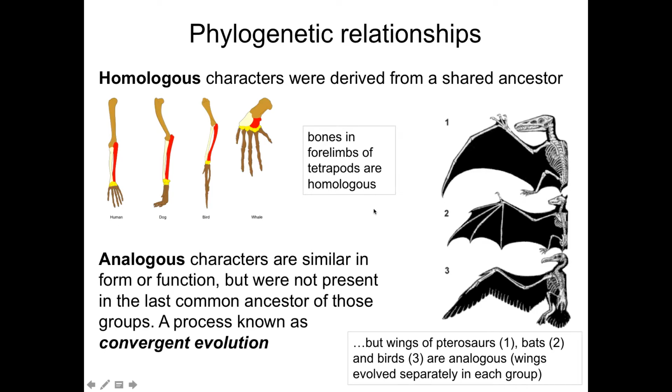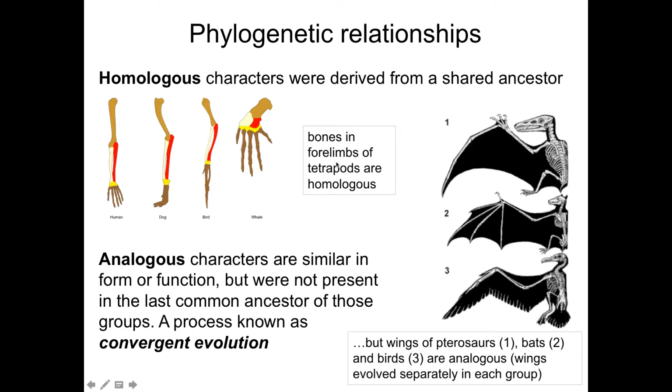Analogous characters are different. Analogous characters look similar, in form or function, but in fact they were not present in the last common ancestor of those groups. This resemblance of characters that are actually not homologous occurs via a process of convergent evolution, where the same sort of solution has evolved in the face of some environmental selective pressure, but that character has evolved from different traits, not from a shared trait.